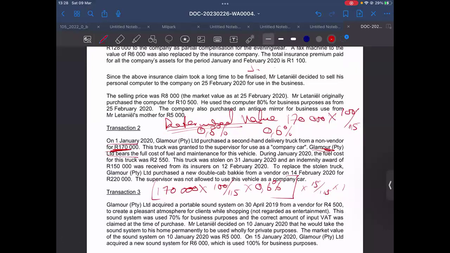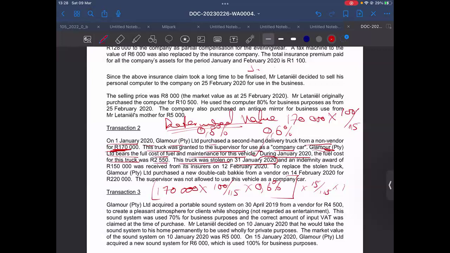On 1 January 2020, Glamour purchased a second-hand delivery vehicle from a non-vendor for 170,000. The truck was granted to the supervisor for use as company car. When was it granted to? Glamour bears the full cost and maintenance cost for this vehicle. During January, the fuel for this truck was 2,500. The truck was stolen on 31 January 2020. Oh, okay. So the truck was purchased on 1 January and stolen on 31 January.